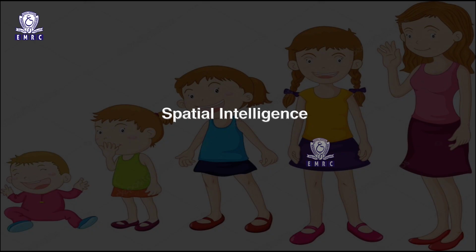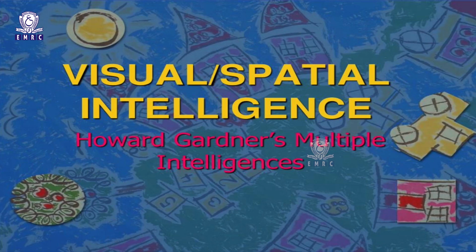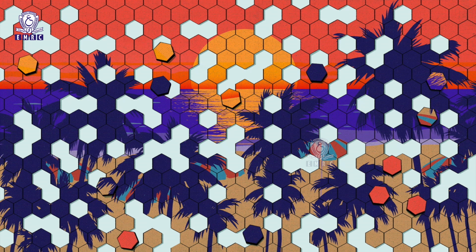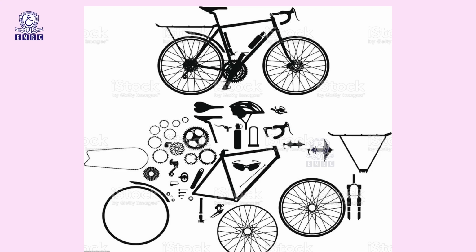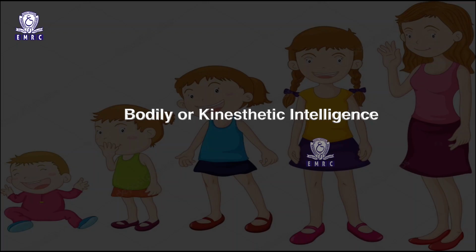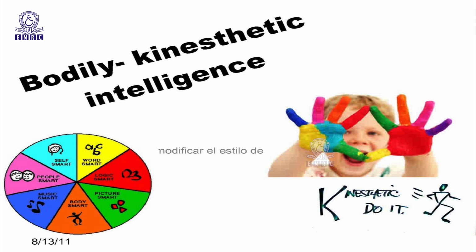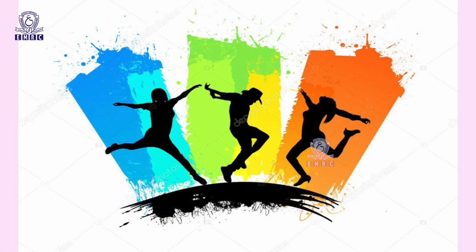The next one is spatial intelligence, which is the ability to imagine and manipulate the arrangement of objects in the environment. It can be used in activities such as completing a difficult jigsaw puzzle or assembling a complex appliance such as a bicycle, etc. Then comes bodily or kinesthetic intelligence, which refers to a sense of balance. This intelligence is applied in coordination, in use of one's body, such as dancing and gymnastics.